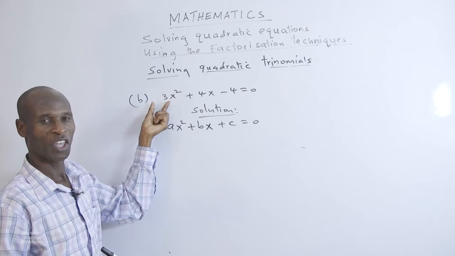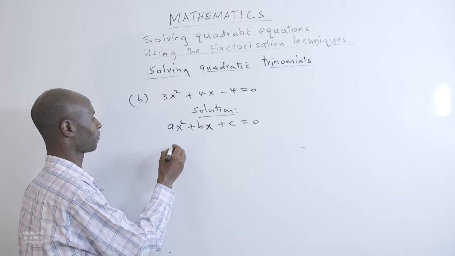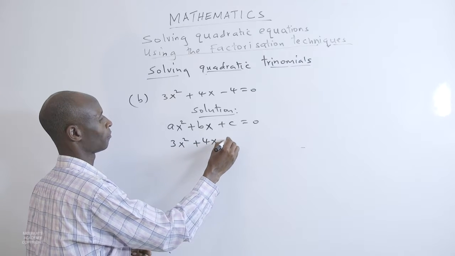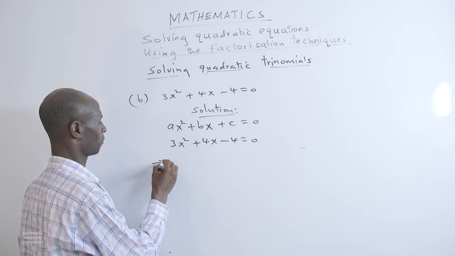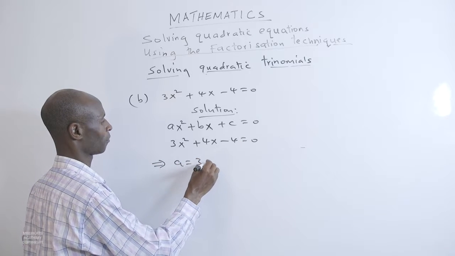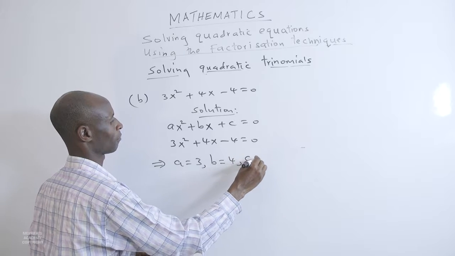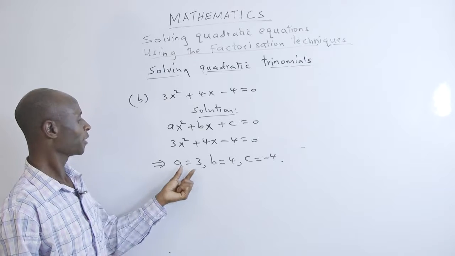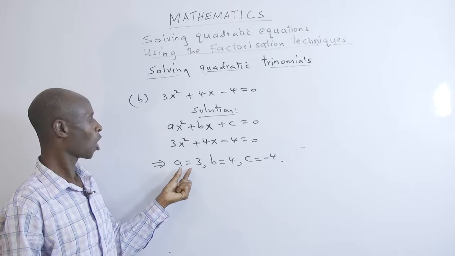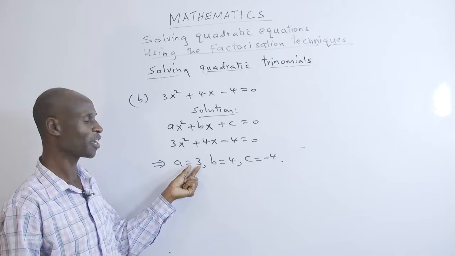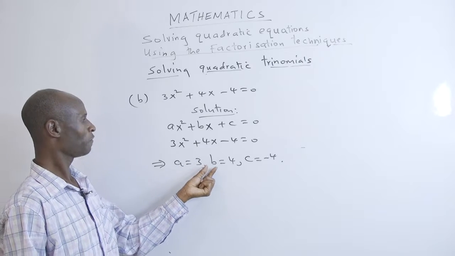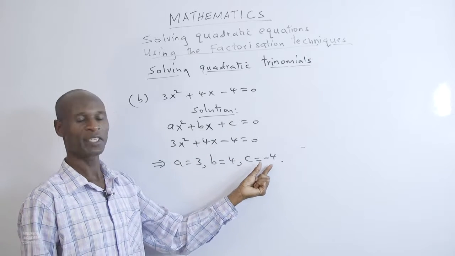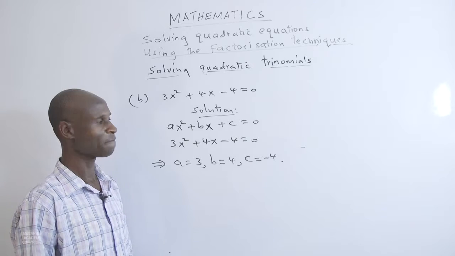So we just pick the values. What is a? Now, looking at our question, the coefficient of x squared is 3, so a is 3. The coefficient of x is 4, so b is 4. The constant term is negative 4, so c is negative 4.